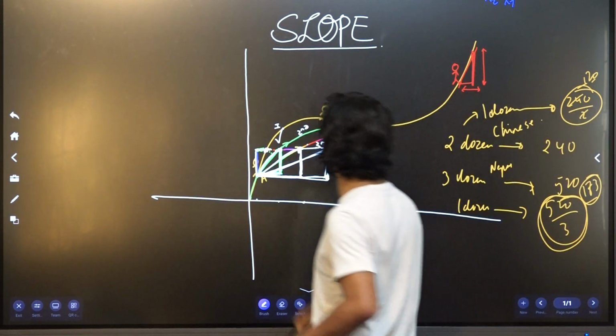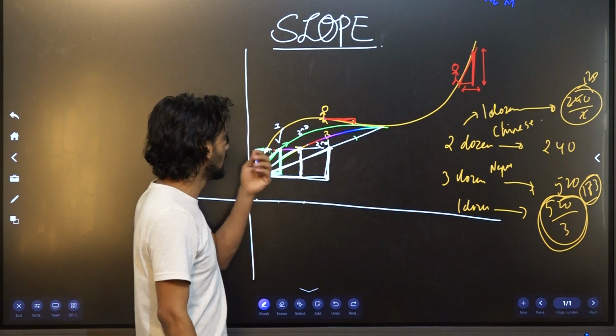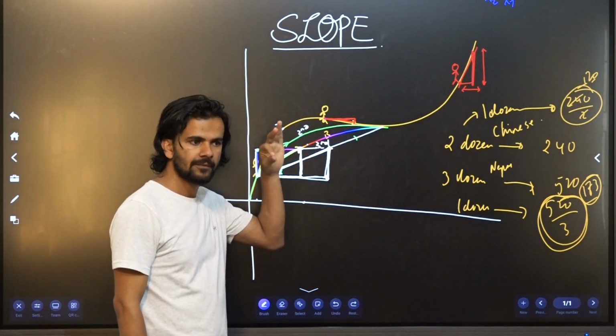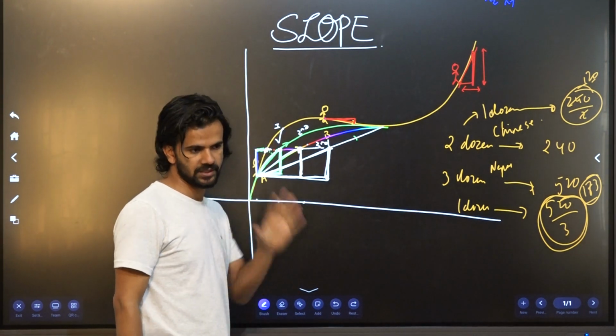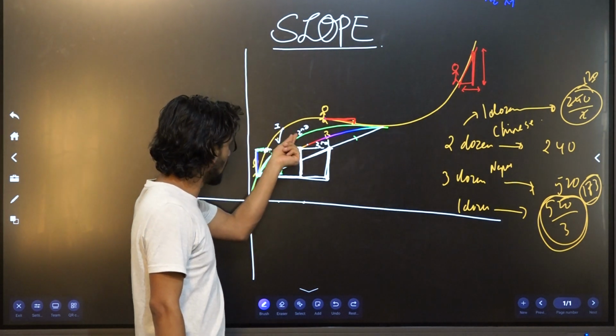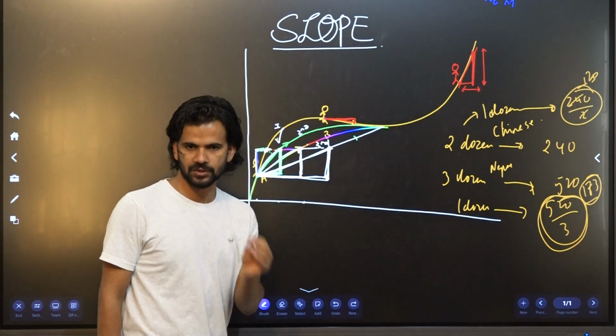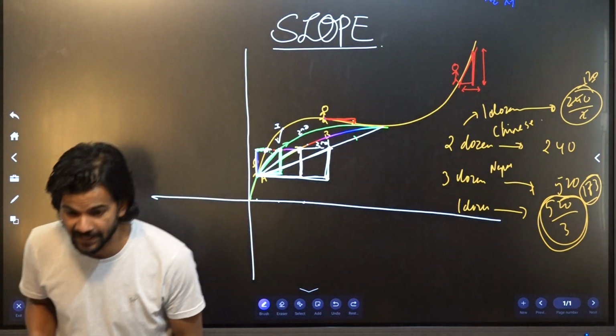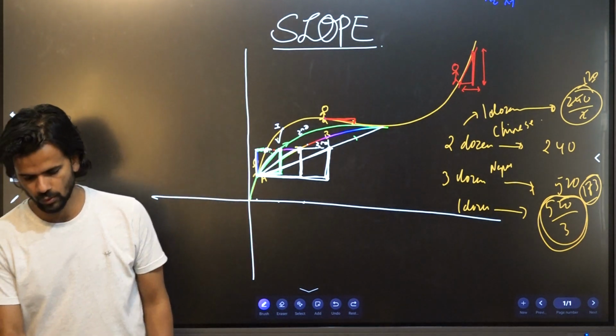Similarly here also, in order to find which one is more slopey, you find the ratio of vertical distance to horizontal distance in all these three cases. And whichever has the highest ratio has the highest slope.